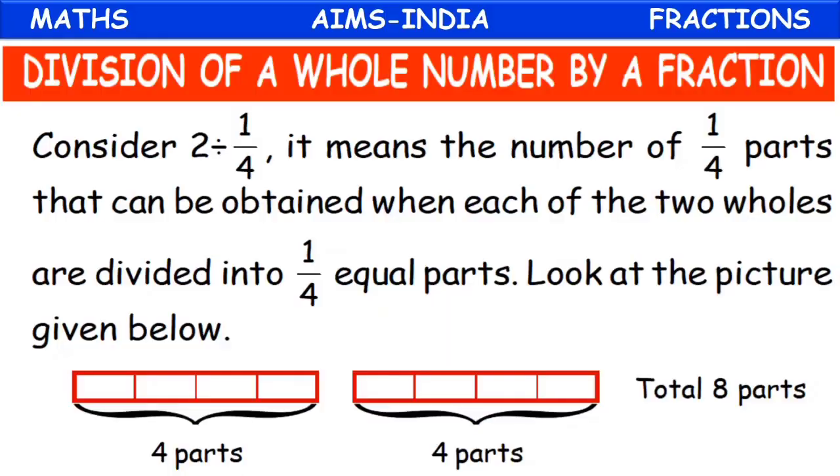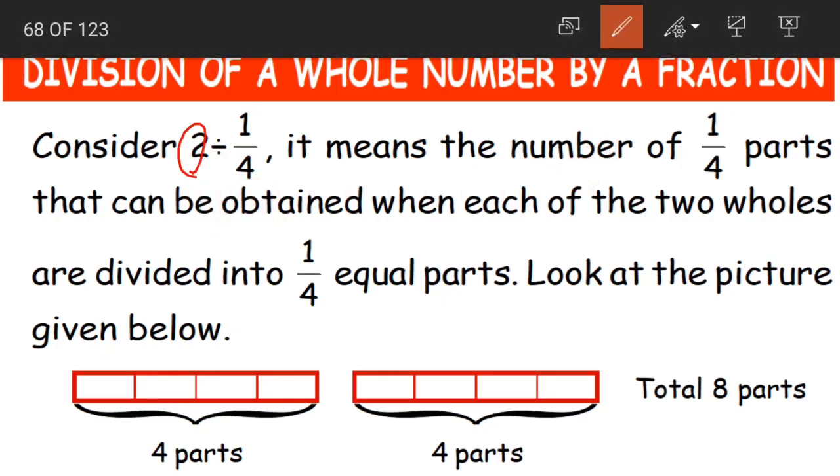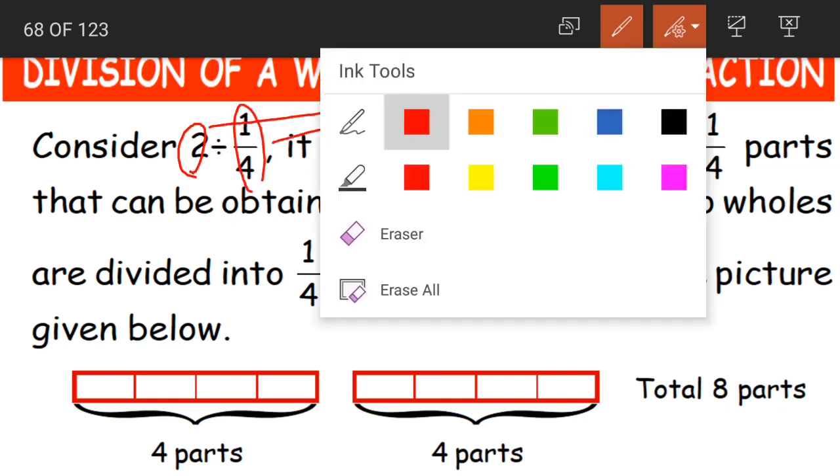So we were discussing the chapter fractions. In today's class we shall learn about division of a whole number by a fraction. Okay children, till now we have learnt about addition, subtraction and multiplication of fractions. Now let us look at division of a whole number by a fraction. Consider 2 divided by 1 by 4. Here 2 is our whole number, 1 by 4 is our fraction.